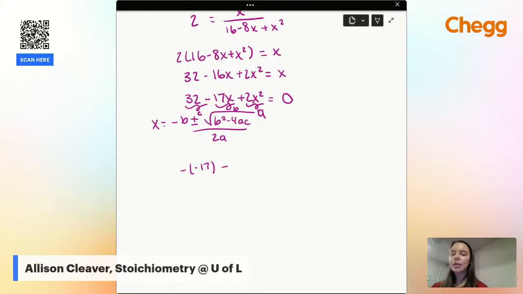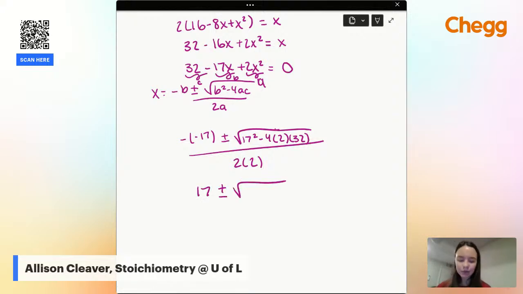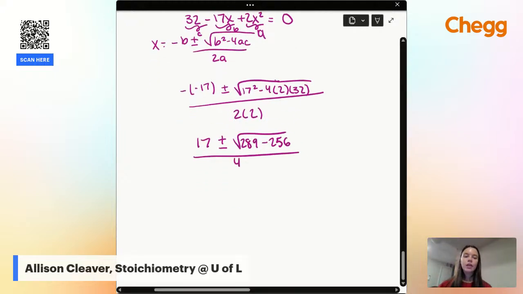Negative 17 plus or minus the square root of 17 squared minus 4 times 2 times 32, all over 2 times 2. So let's simplify. 17 plus or minus the square root of 17 squared minus 256. 17 squared, let me plug that in the calculator. I think it's 349, but I want to verify. It's 289. Glad I verified. All over 4. Okay, that's some good knowledge.